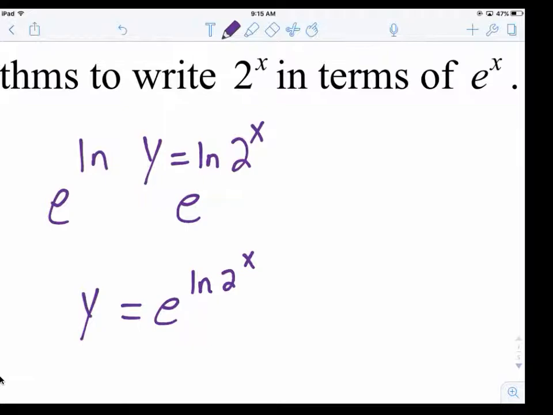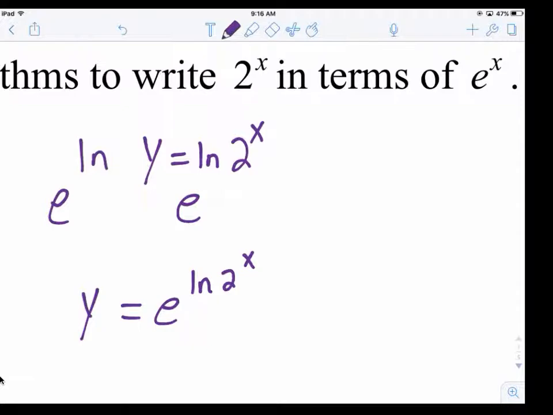Here? Yeah, you're raising both sides to e. When I did that, this is now an exponent. Here? Yeah, right here. Whenever you see that, you can cancel e and the ln. Right, but for right now, we just want to leave it as is.